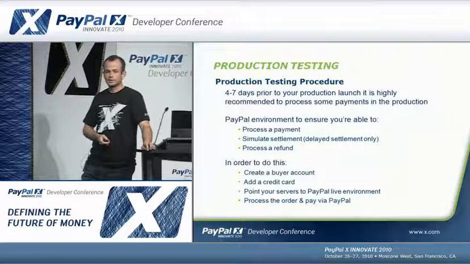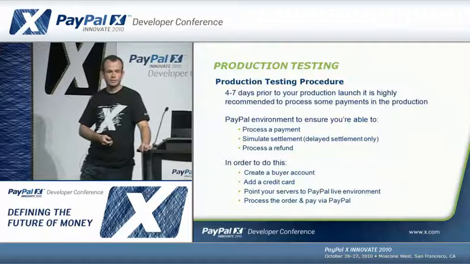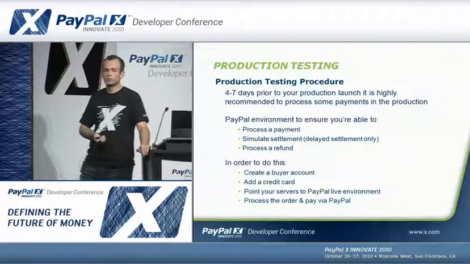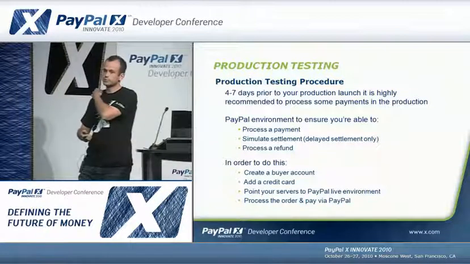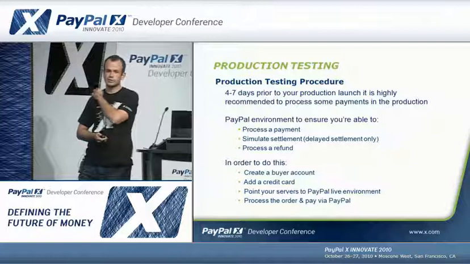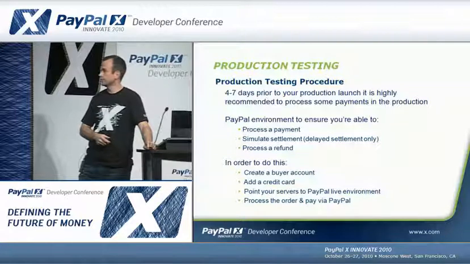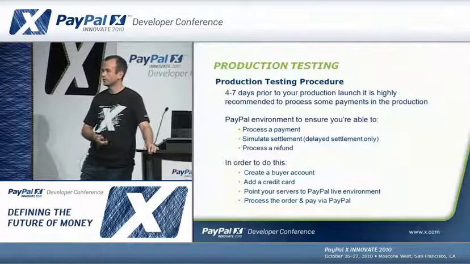And then production testing. This is something that a lot of people skip. They may do a lot of testing in our sandbox and think they're ready to go, and they just launch it to their live site. It's very important to, right before you launch, maybe point your staging server to our production environment so you can make sure you're linked up to the right account. See if there's anything you missed in the sandbox testing. So we recommend about a week beforehand you do some end-to-end scenarios.